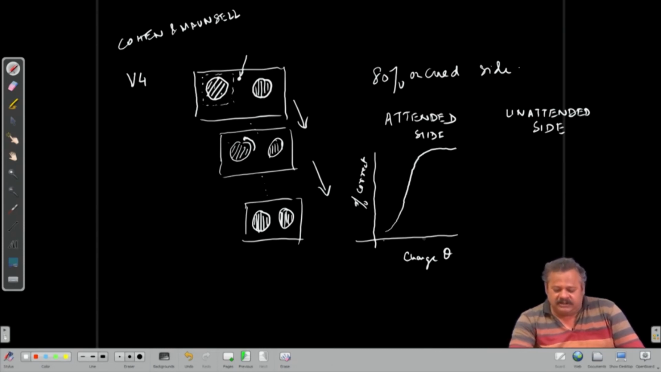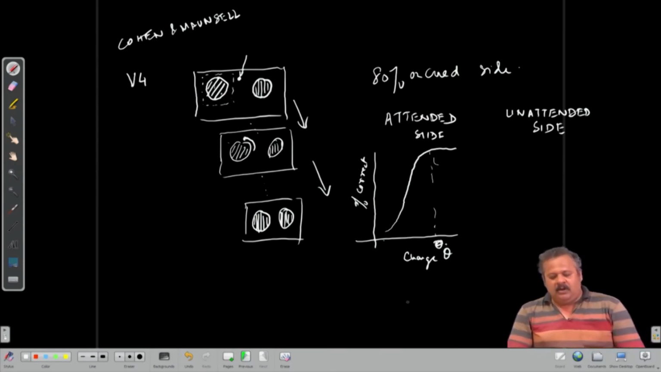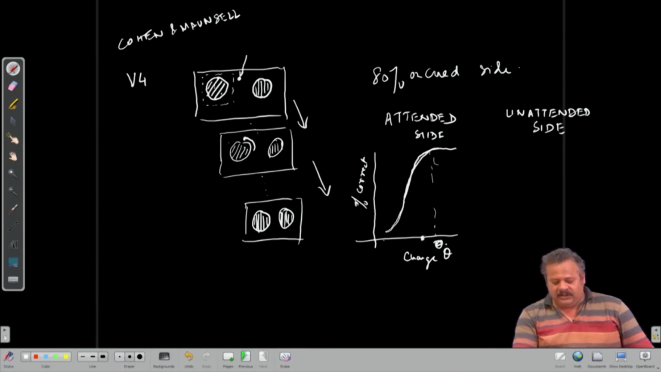And it actually saturates by around 20 degrees of orientation. Let us say some theta naught, 20 degrees. Now, they actually did the experiment for only one orientation change on the unattended side, and that orientation change was near the middle of the dynamic range of this function. And what they found is the percentage correct in that case turned out to be somewhere here.